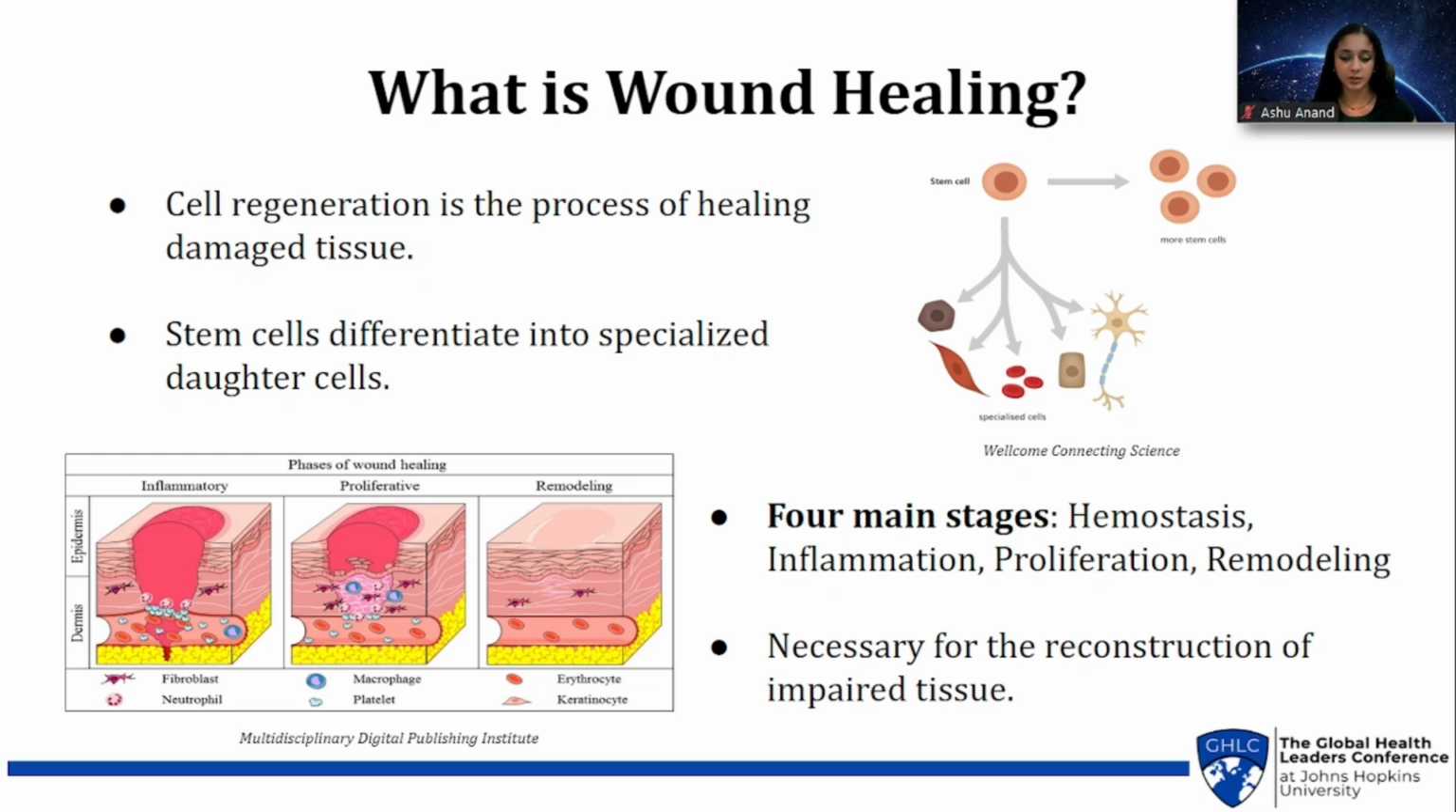Now, stem cell regeneration occurs in 4 major stages. The first of which is hemostasis, which involves the contraction of blood vessels to prevent that blood from leaking around that wound site, followed by the inflammatory stage, during which chemical messengers and growth factors are released around that wound site, which triggers that proliferative phase, which is the stem cell differentiation and integration along with collagen formation to form remodeling tissue. Now, all of these steps are necessary for the reconstruction of impaired tissue after an injury.